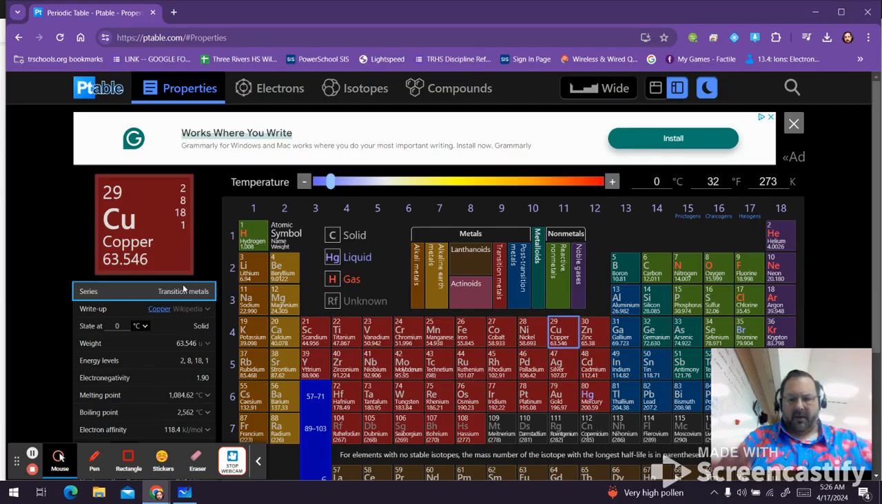Let me give you another illustration. This is a piece of copper. It's got 6.02 times 10 to the 23rd atoms in it, and therefore it weighs about 63 and a half grams. Okay, so let me show you what a mole of aluminum looks like.